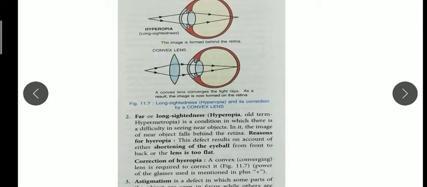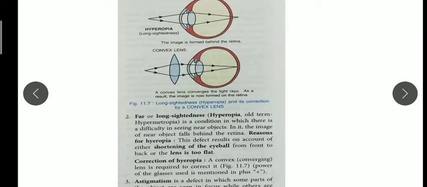Now next one is hyperopia. You can see here far or long sighted hyperopia. It is a condition in which there is difficulty in seeing the near object, and the image will form behind the retina. So in the first figure you can see the image is forming behind the retina. These rays are passing like this.